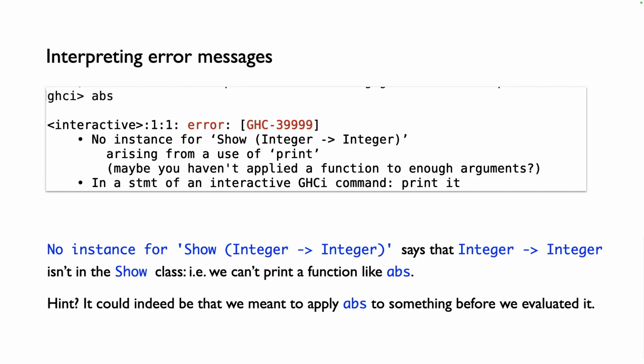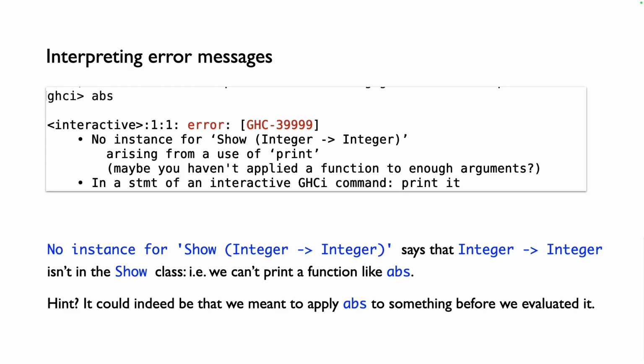It's saying there is no instance for show of integer arrow integer. That means that integer arrow integer is not in the show class. That is, we can't turn a function in general into a string. We can't print a function like abs. So when you see a message like no instance for show, that's saying I can't print. And you can see we have got a function that goes from integer to integer, so that's fine. It's told us we're trying to print out the value of something which is not printable.